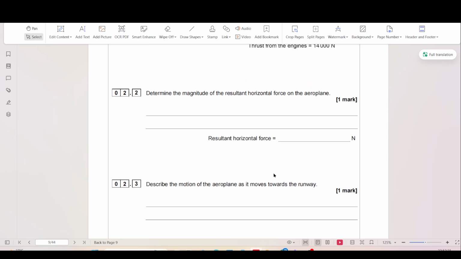Because the resultant force, net force is zero, so it will move with a constant speed in a straight line. Yep. It will move with a constant speed.